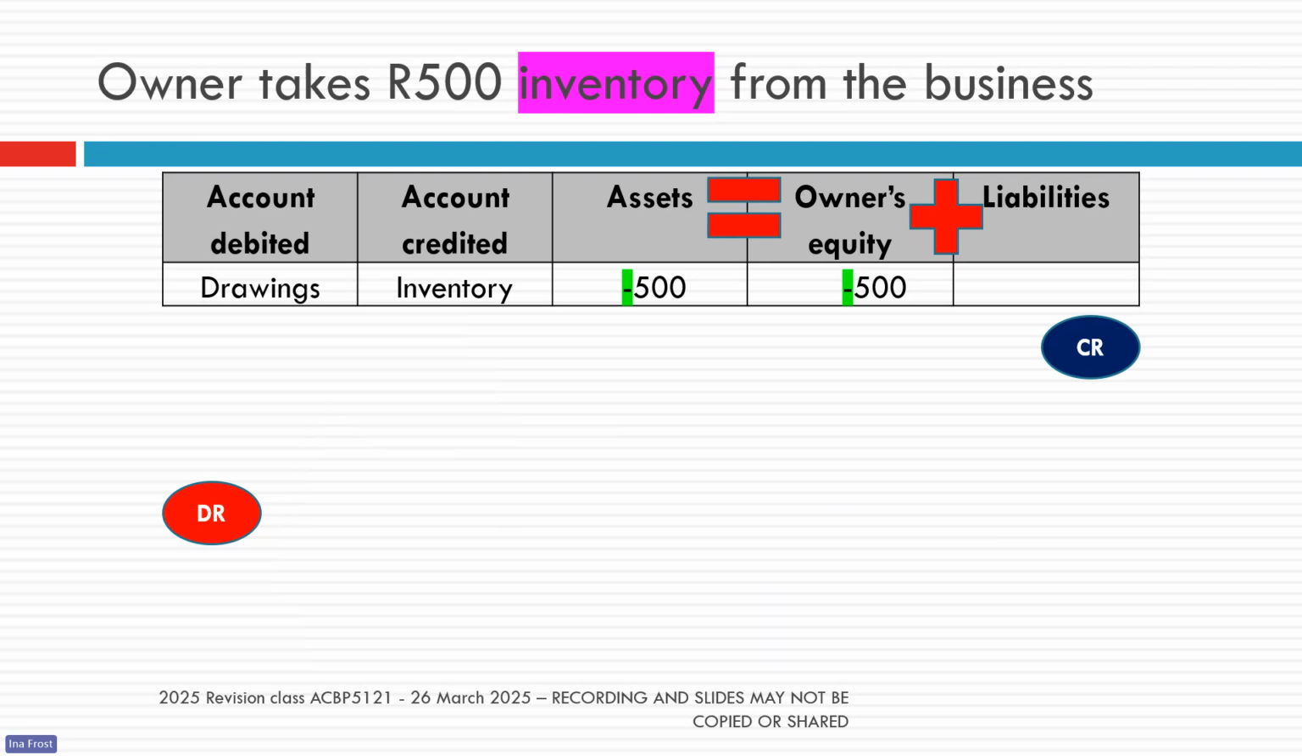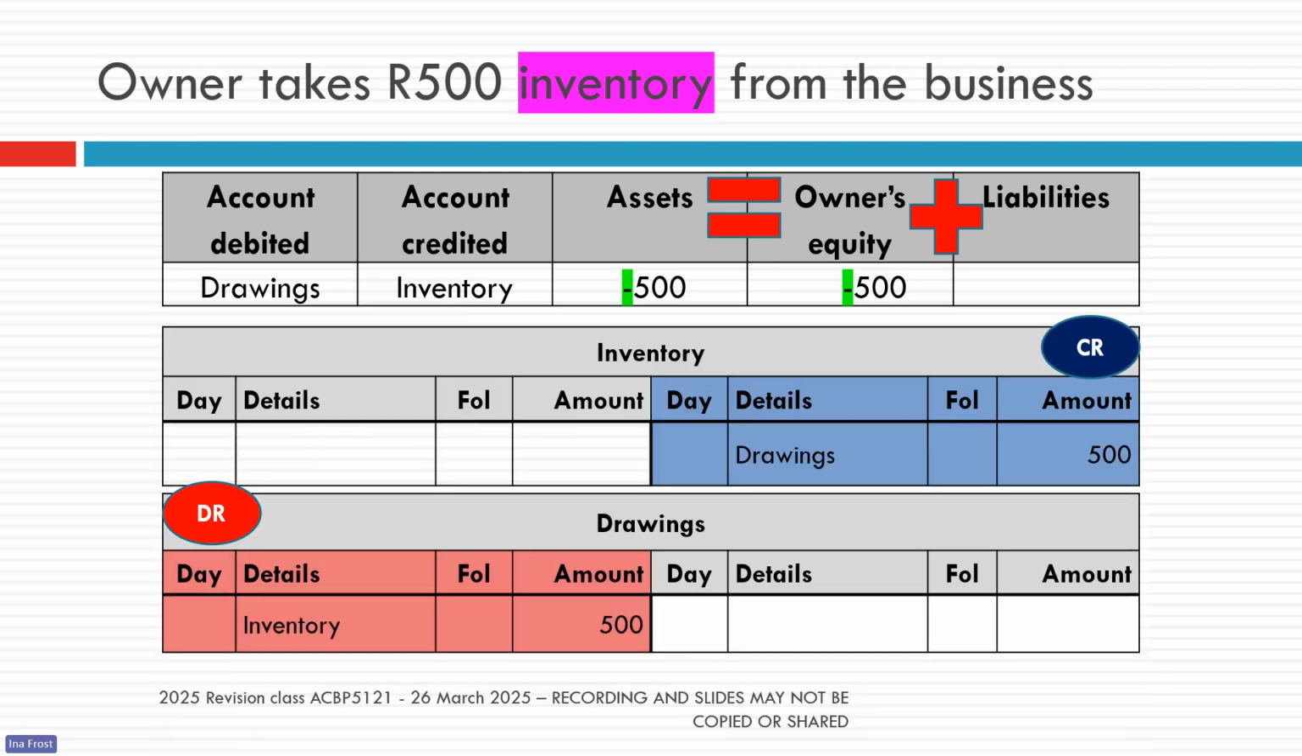Okay, so in the previous example, our owner took cash out of the business, but it is also possible that the owner can take an asset from the business. For example, here the owner is taking inventory out of the business. The transaction looks very similar, but now instead of crediting petty cash, we're going to credit the asset account inventory, because the question says the owner is taking inventory.